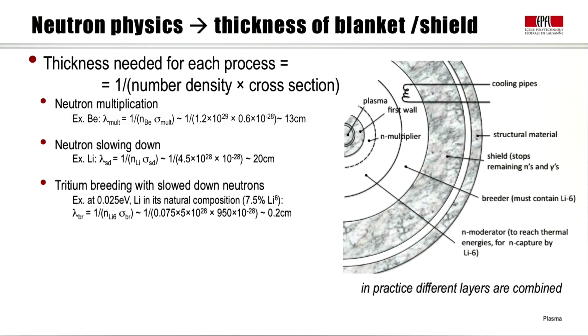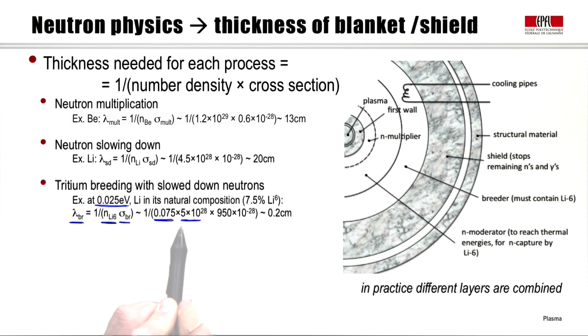Third process is the breeding of tritium, finally, with slowed down neutrons. So suppose we are able to go down to room temperature, which is about 1/40th of an eV. And here I consider lithium in its natural composition, so I don't enrich the lithium blanket with lithium-6. So lithium-6 is only 7.5%. So the thickness is calculated in the usual way, 1 over the density of lithium-6 times the breeding cross-section. And for the density of lithium-6, I take the density of lithium itself, as if it was pure, times the isotopic fraction, so that's 7.5%.